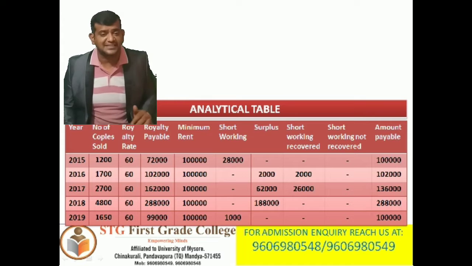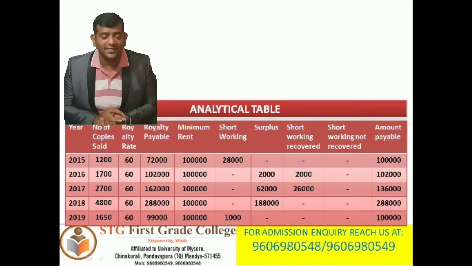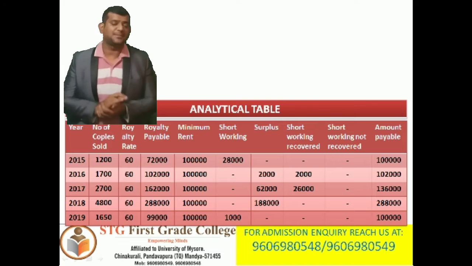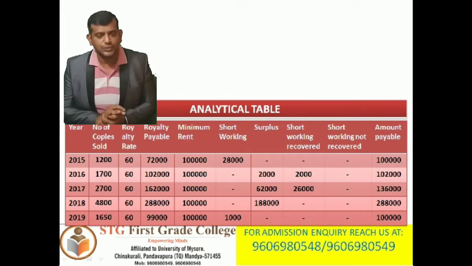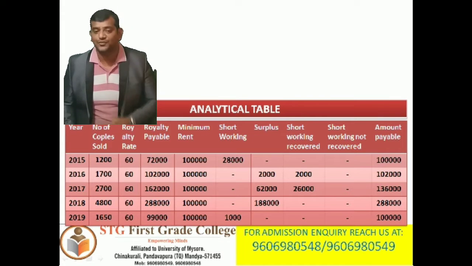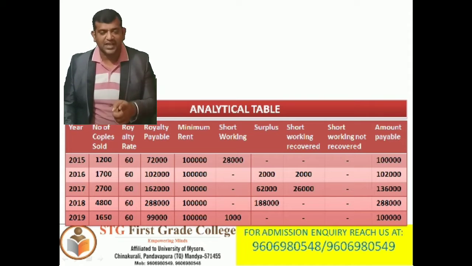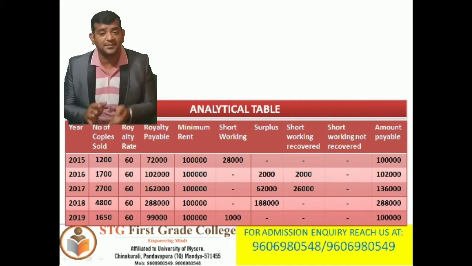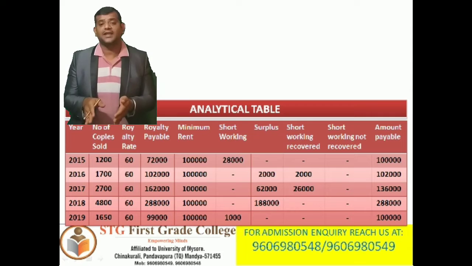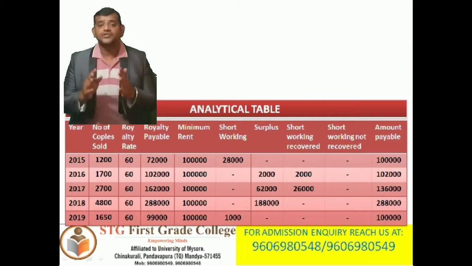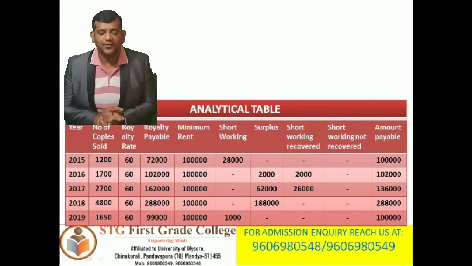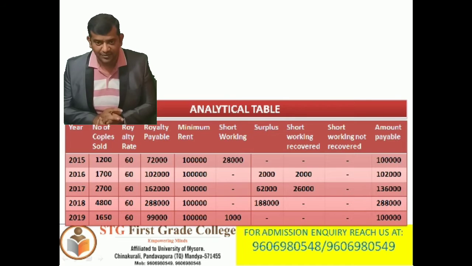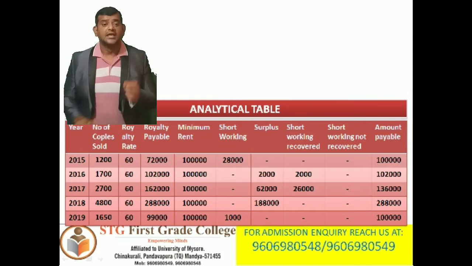Now 2016, how many copies sold? 1,700 copies at a selling price of 60 rupees. So 1,700 into 60 is 1 lakh 2,000 rupees, and the minimum rent was 1 lakh rupees. So there was a surplus, because the royalty payable is greater and the minimum rent is lesser. So short working nil, surplus 2,000, short working recovered 2,000, short working not recovered nil, amount payable 1 lakh rupees.